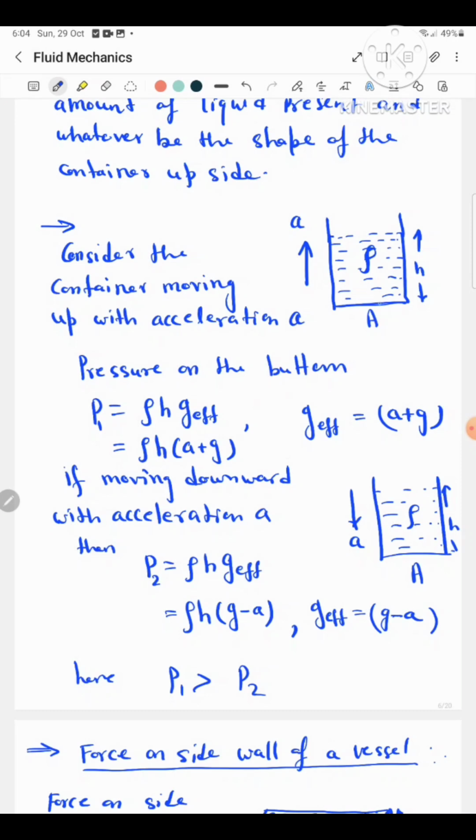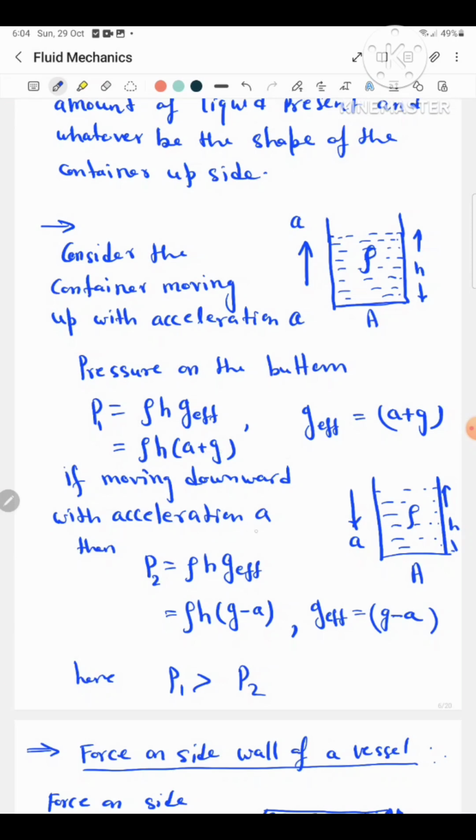Pressure on the bottom will be P1 is equal to rho g effective into h. Here, what will be the g effective? If the container is moving upward, the pseudo force on the liquid will act in the downward direction. So the effective acceleration will be a plus g. Hence P1 will be rho h (a plus g).